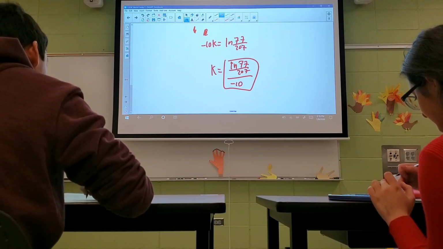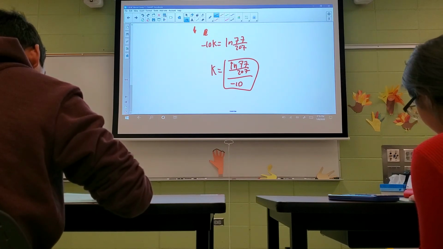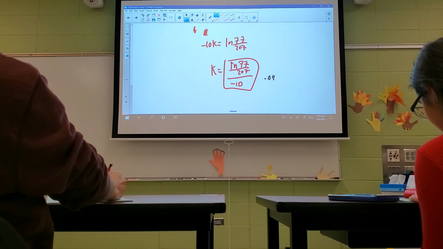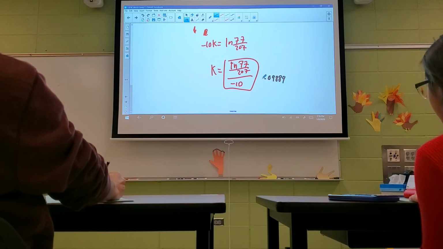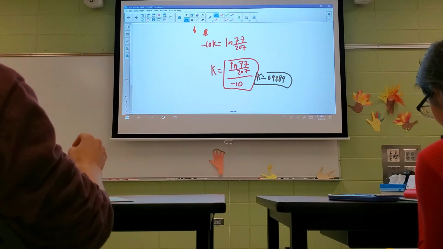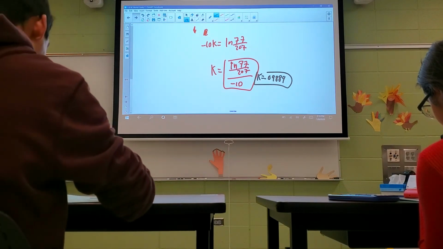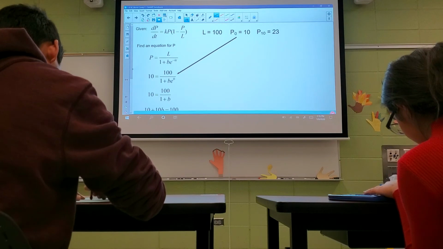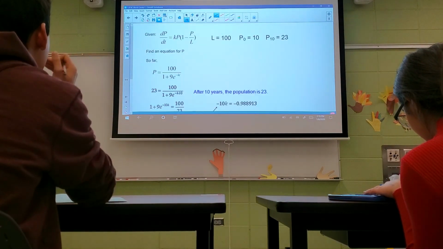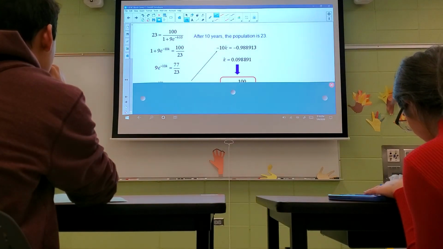Oh, no, it doesn't matter. Can someone toss that in? 0.09889. Cool. And I did it. I found k. And so now I can go back up and I can actually write my function. I think I got it somewhere here. See if we got it right.